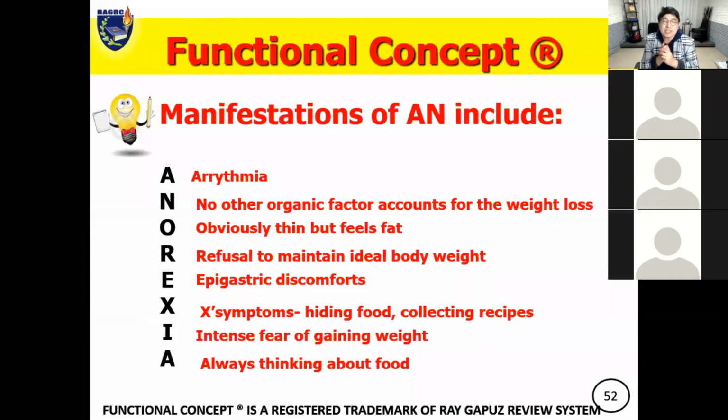So, manifestations of anorexia. You have the code ANOREXIA, beginning with A, arrhythmia. The arrhythmia is due to hypokalemia. You would ask me, is there vomiting in a patient with anorexia? Yes, there is vomiting. And is the vomiting induced? Yes. So how are we going to differentiate the binging in a patient with anorexia from the binging in a patient with bulimia?